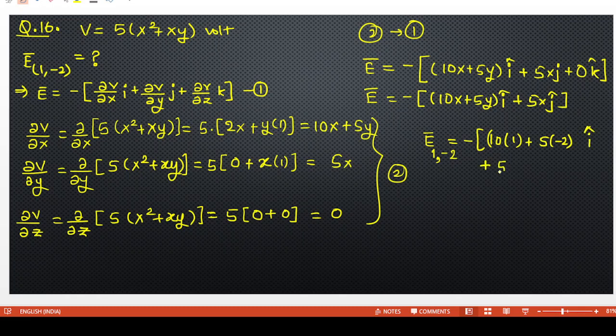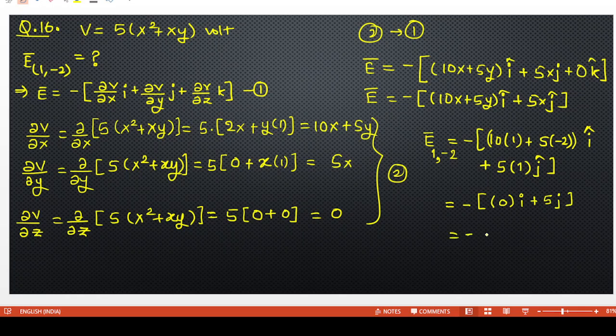plus 5x, x is what? 1, bracket complete into j cap and then again bracket complete. See, there are multiple minus signs. So minus in the bracket, again in the bracket 10 minus 10. Look carefully what the first bracket becomes, the first bracket is 0, so it becomes 0 into i cap plus 5 into j cap.